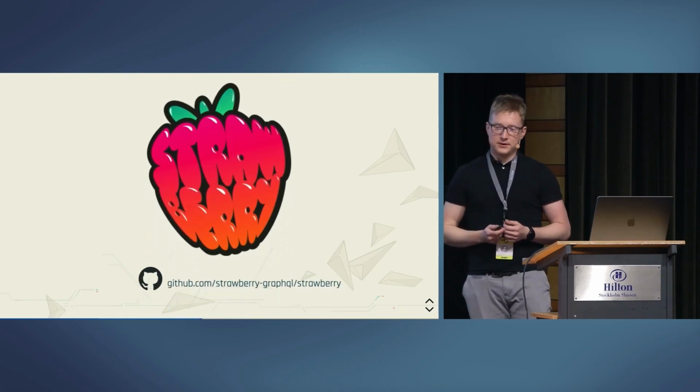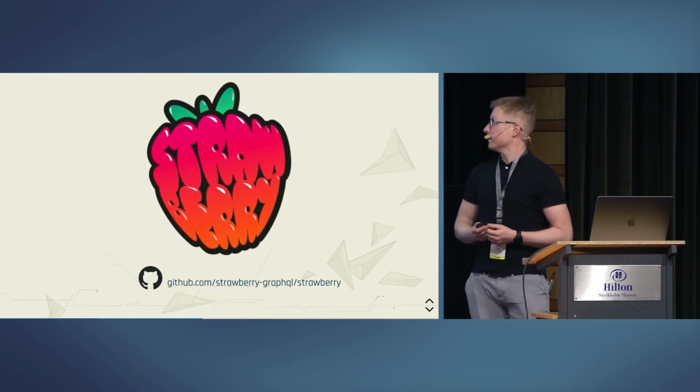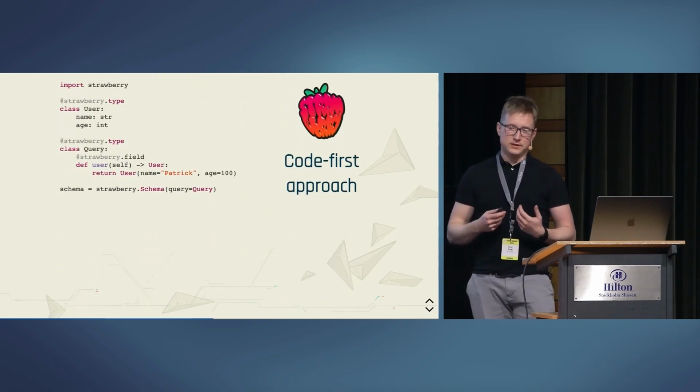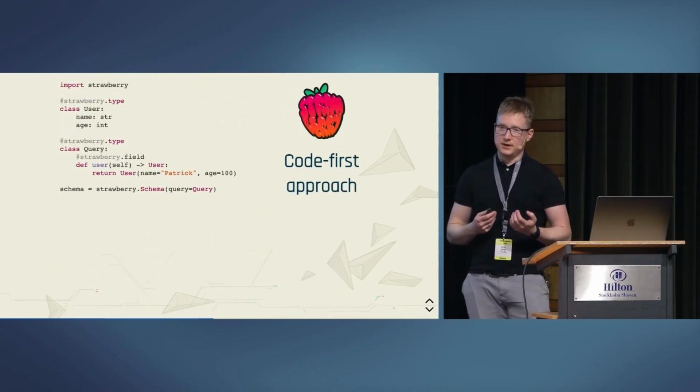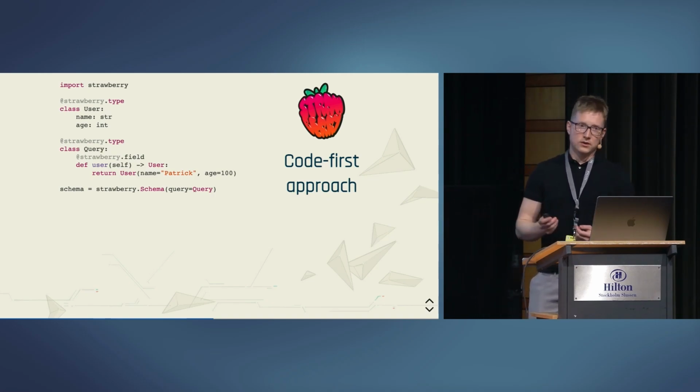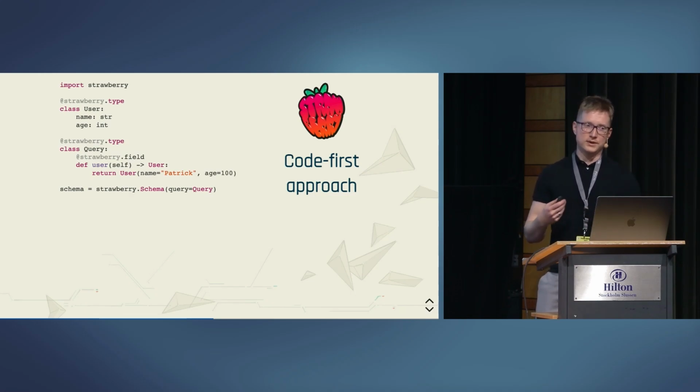The second library that does a similar thing is Strawberry. Strawberry is a bit more modern because it uses Python type annotations in order to create those types for GraphQL. However, it's still the code-first approach. So you need to write code in Python in order to receive the schema.